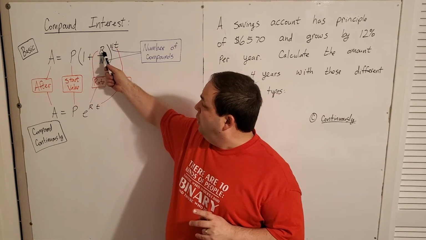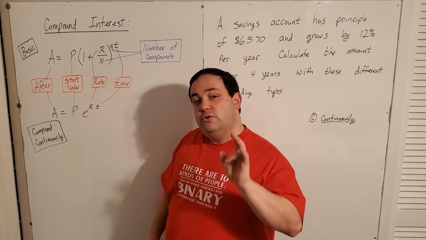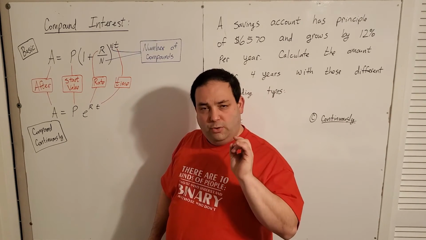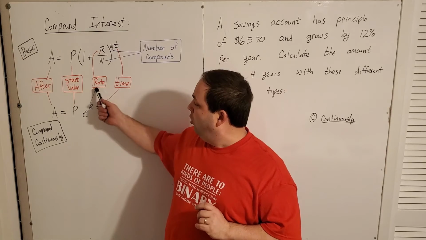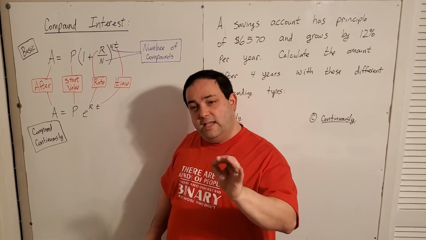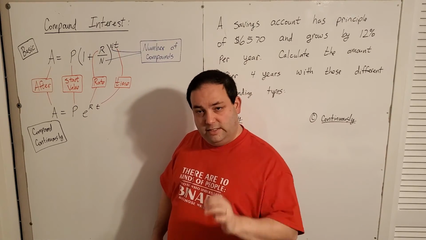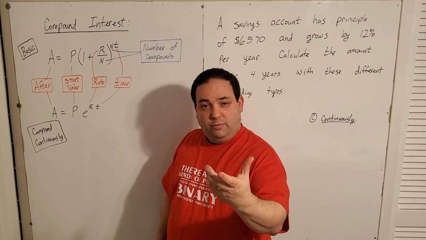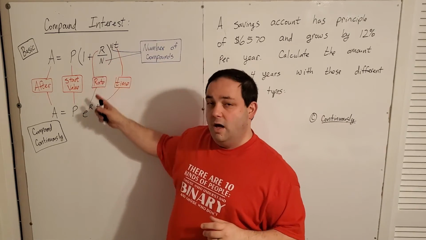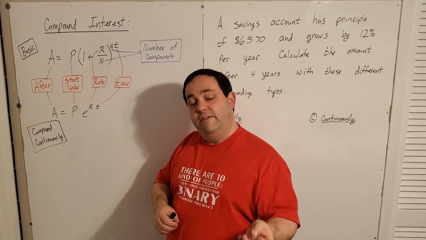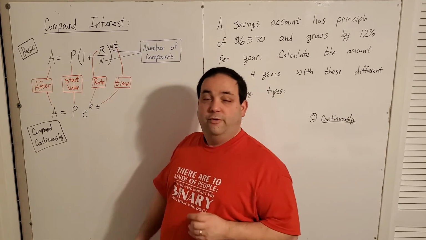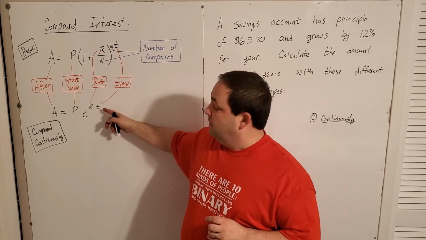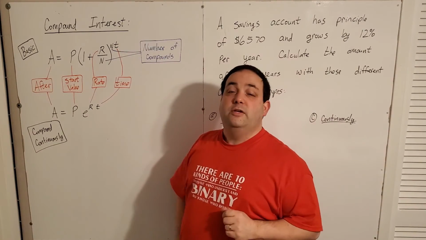R is the rate. Rates are typically given in percentages. Don't forget, percentages are communication devices. The R rate here needs to be the decimal or fraction of the percentage, not the actual percentage number. So if you're given 55%, you would put 0.55 for R, or 55 over 100. I prefer the 0.55. T, of course, is time. Usually for money, time is measured in years.